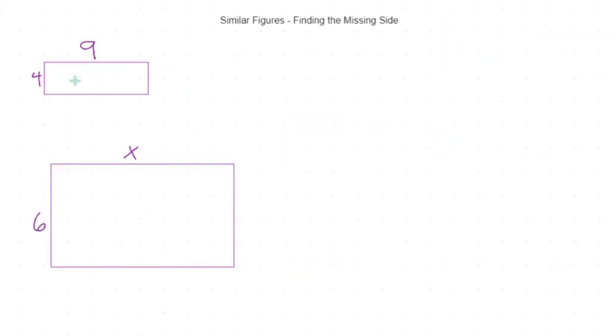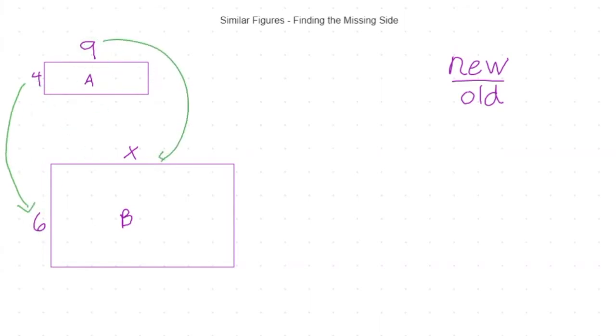Here's another example, and we're going to think about it the same exact way. I'm just going to call this one A and this one B. So remember, we're going to try and find the scale factor first by doing new over old. So we're trying to go from A to B, because 4 goes to 6 and that 9 goes to this X, and that's how we're going to figure out what X is. So A is our old and B is the new.